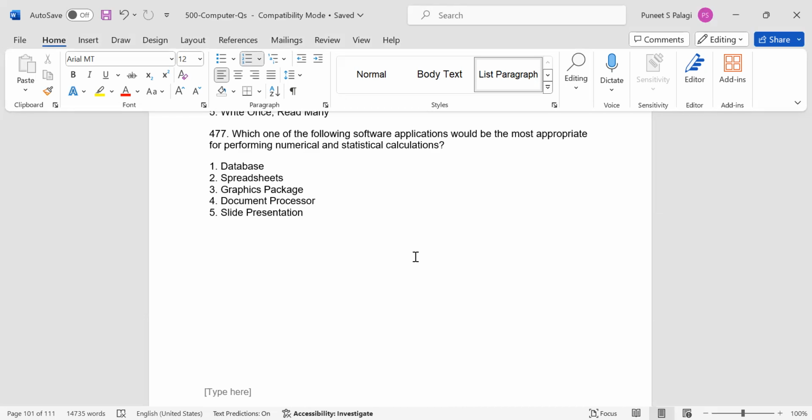Which one of the following software applications would be the most appropriate for performing numerical and statistical calculations? It is spreadsheets.